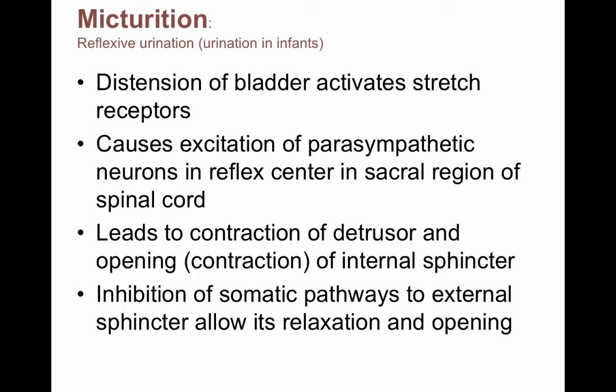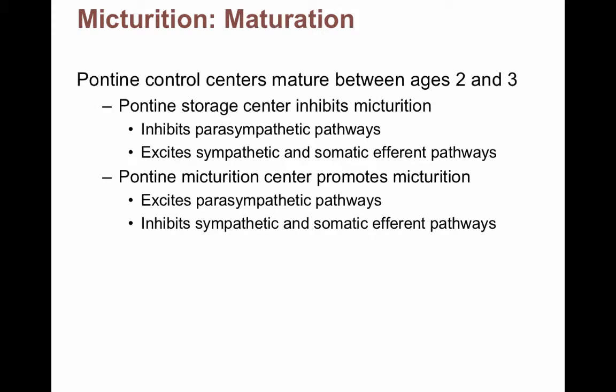So the activation of urination in infants is a little bit different, but maturation to the process that I talked about first happens between ages 2 and 3. This is when the pontine control centers mature. The pontine storage center inhibits micturition, or urination. So that's going to inhibit parasympathetic pathways and excite the sympathetic and somatic efferent pathways. And basically the pontine micturition center will help promote urination.